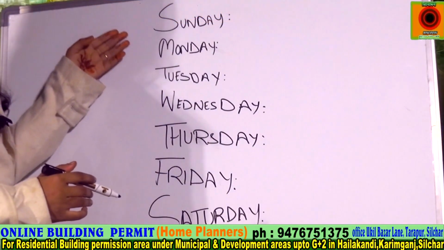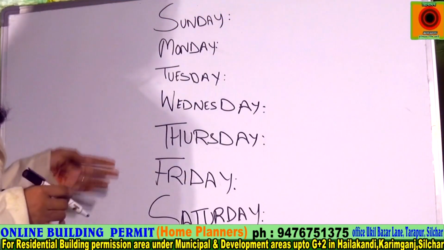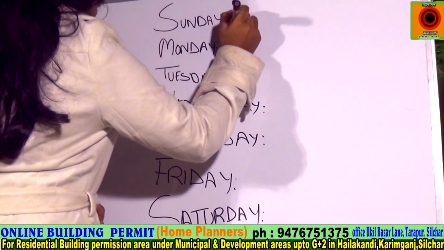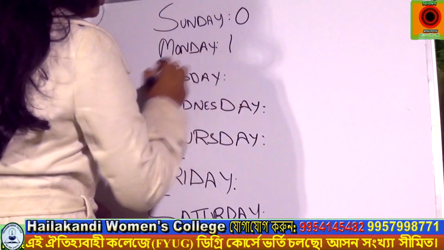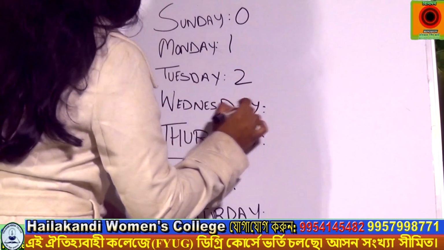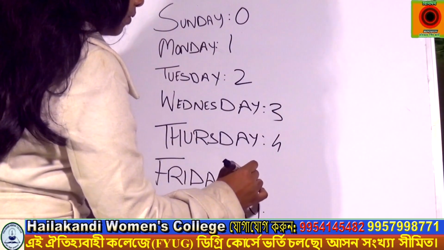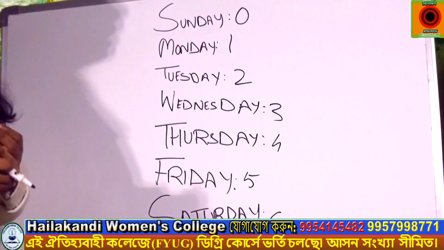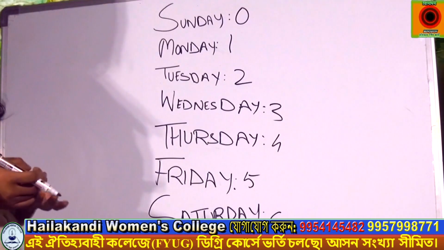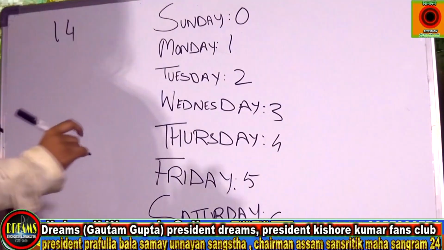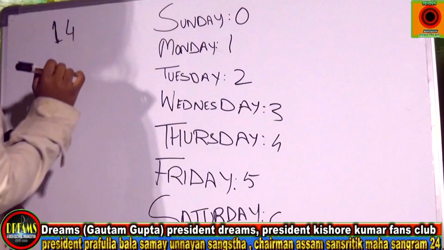So, I have written all of the days of the week and we will give it a number. Sunday is 0, Monday is 1, Tuesday is 2, Wednesday is 3, Thursday is 4, Friday is 5, and Saturday is 6. Now, you told me that you will go to the Shani Mandir after 14 days from today. So, I will write 14.